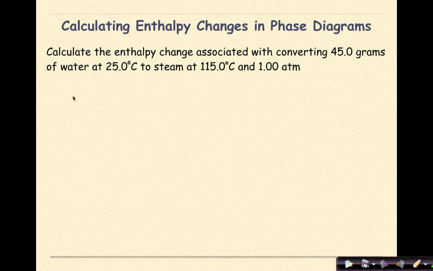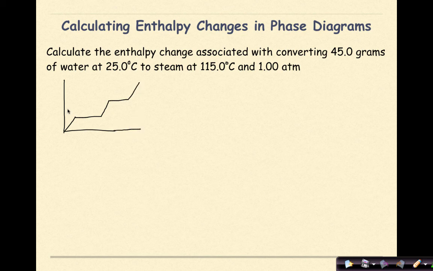So let's look at an example. Calculate the enthalpy change associated with converting 45 grams of water at 25 degrees Celsius to steam at 115 degrees Celsius in 1 atmosphere. The first thing that I'm going to do is draw out my phase diagram. I can see that this is a heating curve because I'm going from 25 degrees Celsius to 115 degrees Celsius. So I'm going to do solid, liquid, gas up to here, and extend this out a little bit.